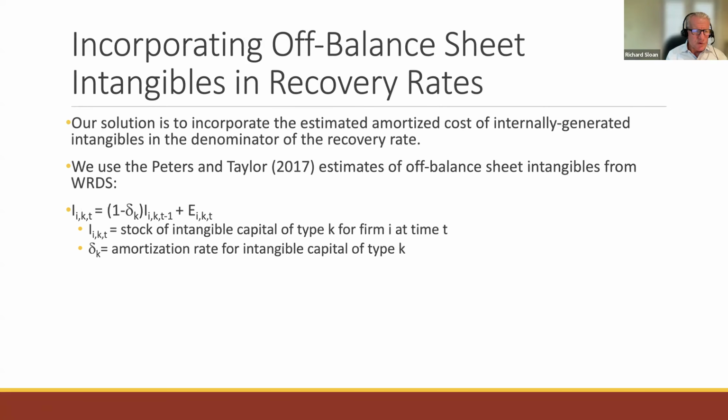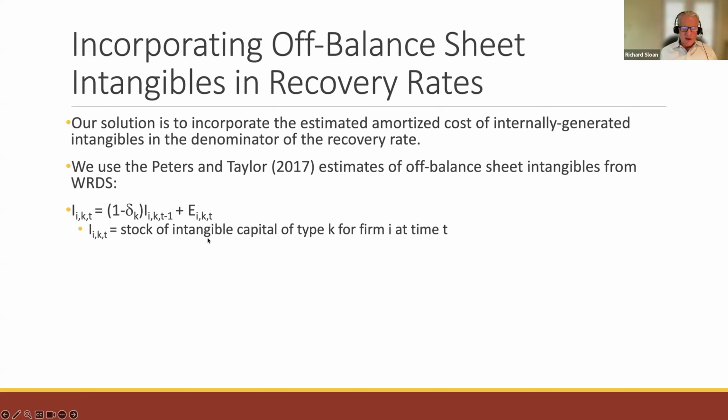So what we're going to do, I'm sure many of you are familiar with this. We did it because it's the most widely used and the numbers are available on CompuStat, so we thought it would be the least controversial. But what we're going to do is redo the recovery rates after incorporating estimates of the off-balance sheet intangibles, so we can do an apples-to-apples ratio. We're going to follow the procedure in Peters and Taylor, a JFE paper from 2017. One of the convenient things about Peters and Taylor is they make their estimates available on WRDS.